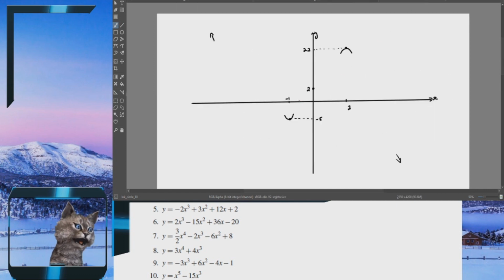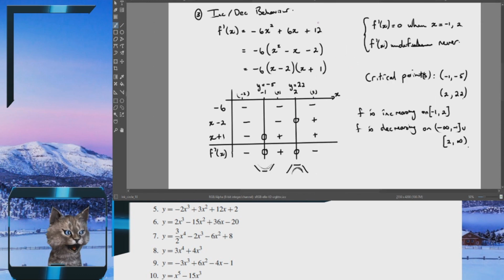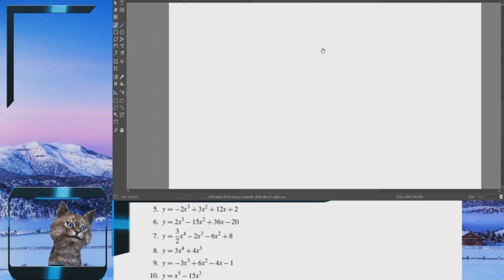It's increasing in the middle section, which makes sense because I have to get through my Y-intercept. And then it's decreasing as I come to that and decreasing past that. So the shape is starting to form very nicely. Let's see if I have enough space here.